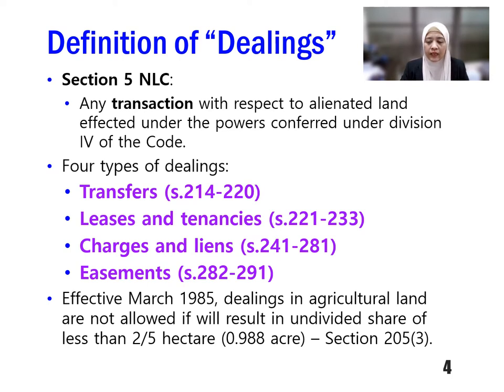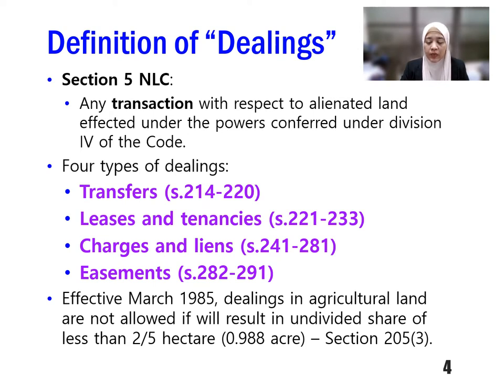Now, again, as the previous slide showed you, there are four types of dealings that we are going to discuss in this lecture. The first one, transfers, from section 214 until 220, leases and tenancies, section 221 until 233, charges and liens, 241 until 281, and then finally we have easements, 282 until 291.